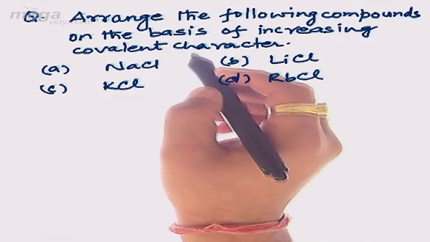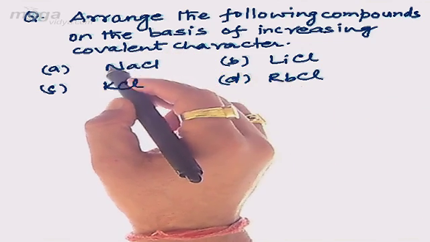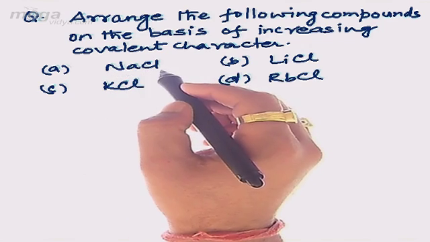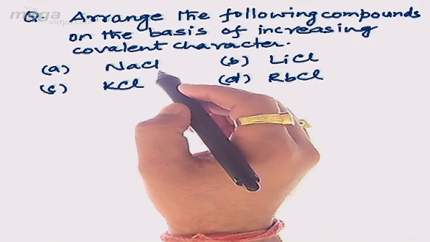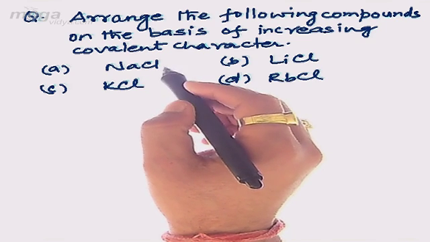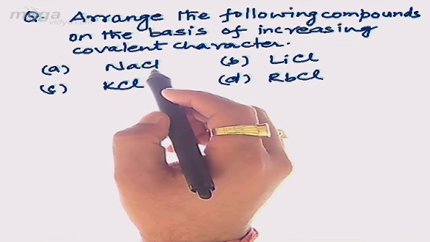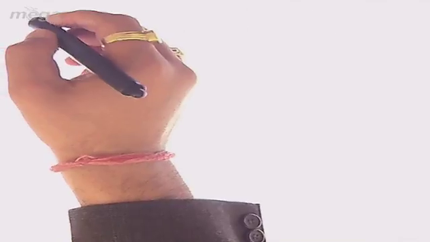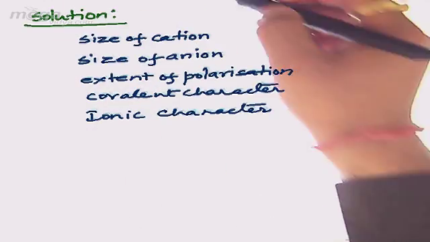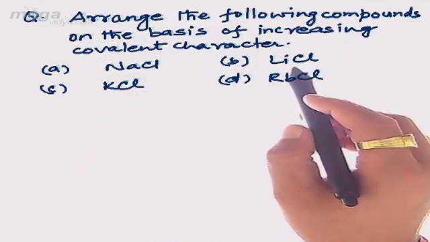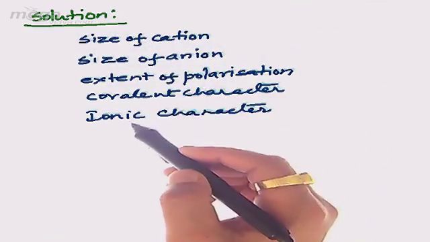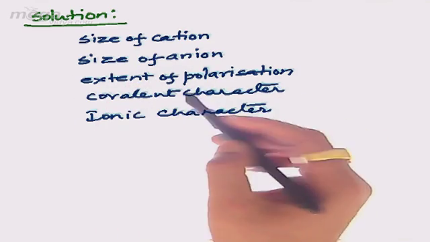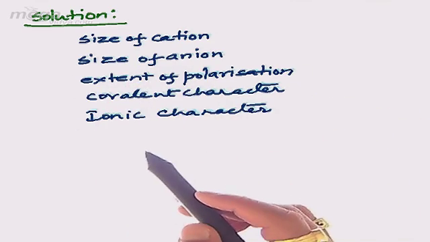Now as discussed during Fajan's rule, as the size of the cation, that is the metallic part in the compound, decreases, or with the increasing size of the anion, the extent of polarization increases, and as the extent of polarization increases, there will be an increase in the covalent character and the ionic character will be decreased. So student, whenever we have to compare the covalent or the ionic character, we have to be concerned about these factors like the cationic size, anionic size, and extent of polarization, and on the basis of these 3 points, we have to conclude the covalent and the ionic character.